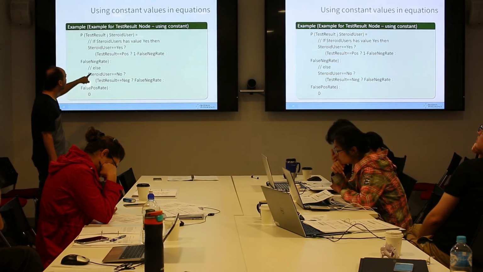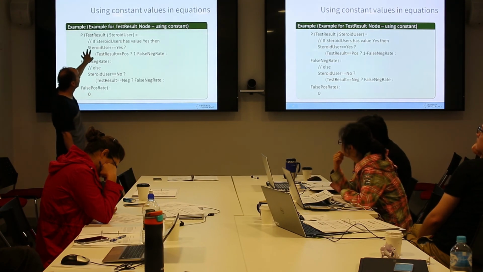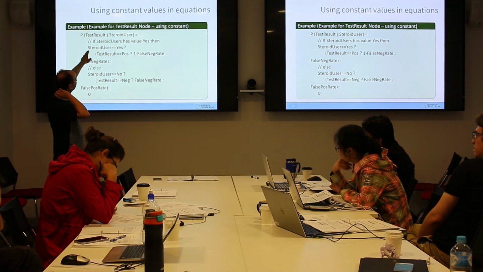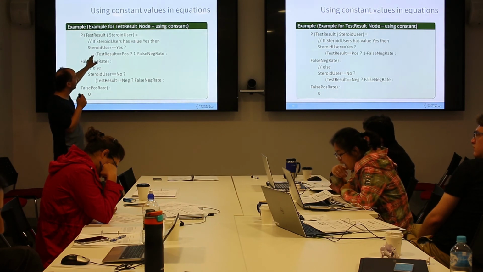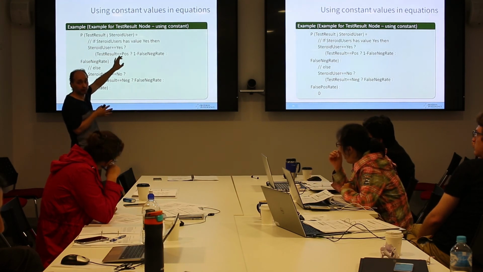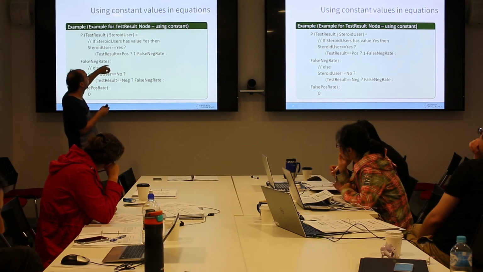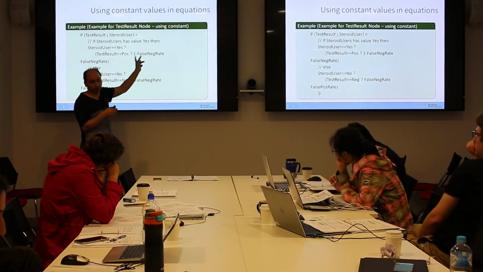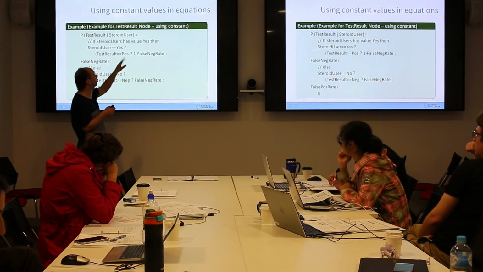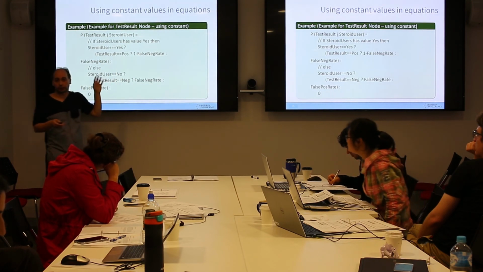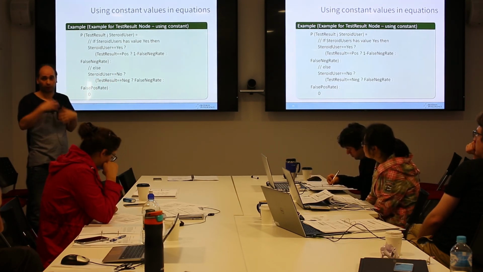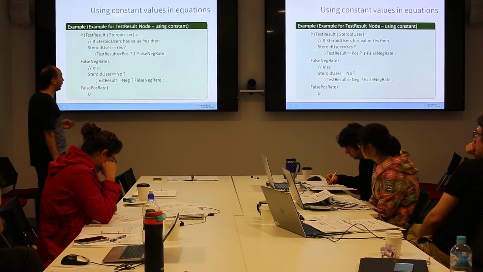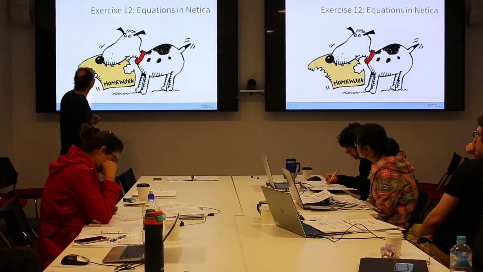So for example, in here, we've got some equation where we're trying to work out whether a person has used steroids based on the result of a test, like what we had yesterday. We can incorporate the false negative rate in that equation to simplify things and to document things better. So this is all, in that sense, about documentation.